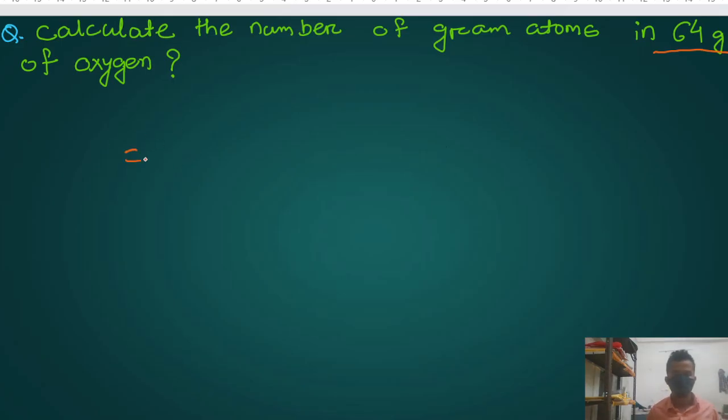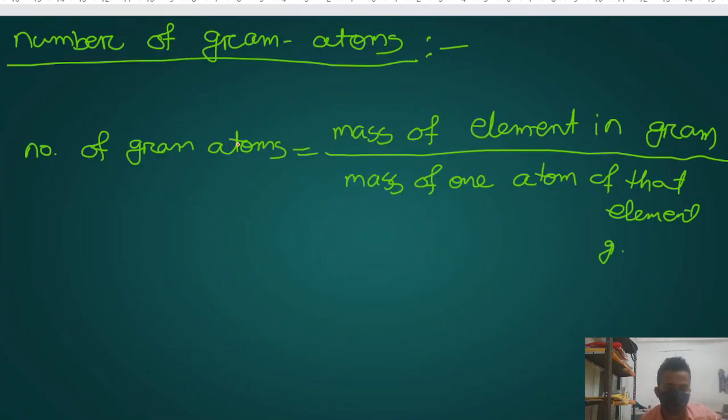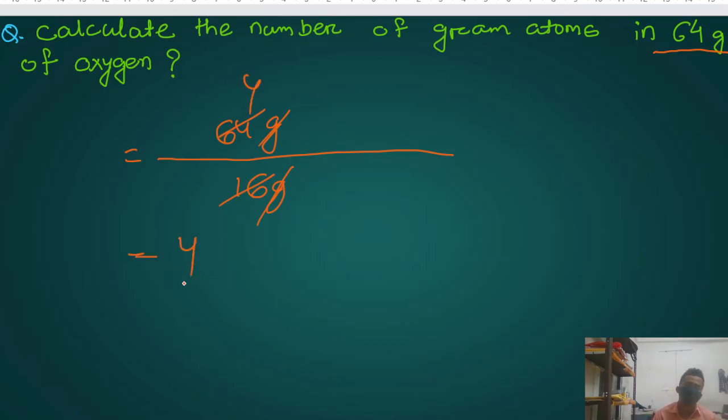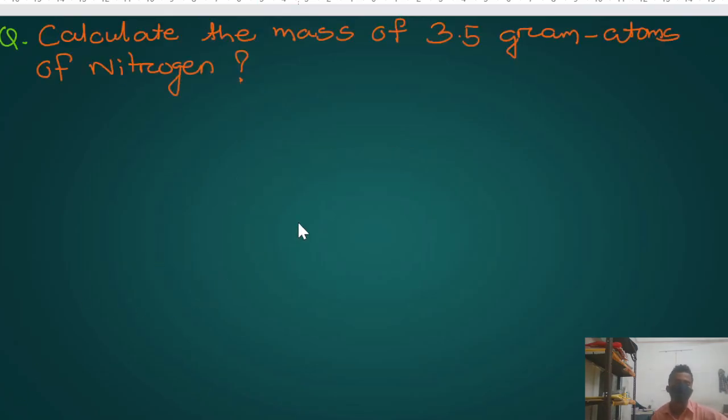Let's see here, 64 grams of oxygen is given, but we have to calculate the number of gram atoms. We take the mass of the element in grams, that is 64 grams of oxygen, and in the denominator we place the mass of one oxygen atom, that is 16 gram. The grams get cancelled, and we get 4. So the number of gram atoms will be 4.